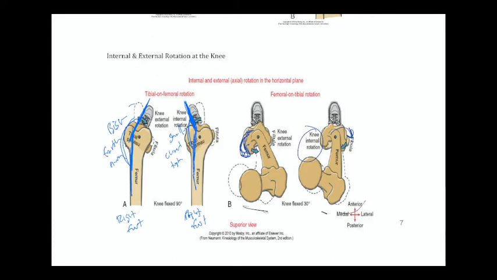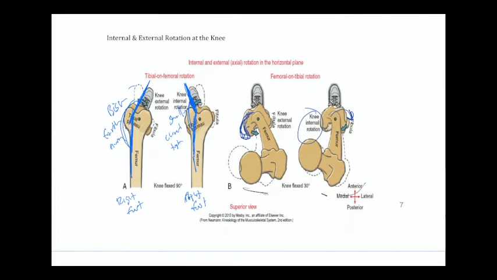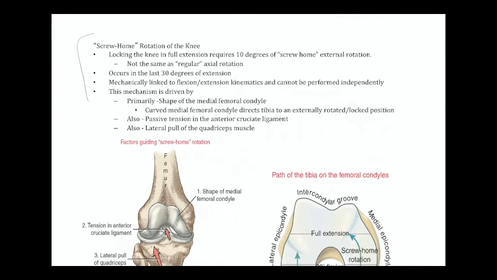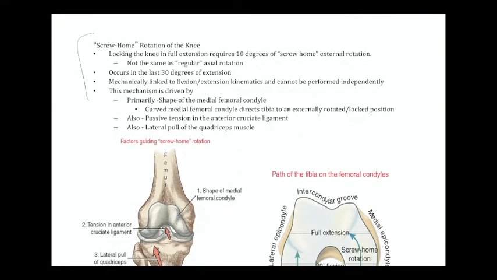And you'll see as we go forward that this can play some part in the knee locking and screw home mechanism. So the screw home mechanism of the rotation of the knee is this ability that we can lock our knee in full extension. And in order to do that, to lock our knee, we have this screw home external rotation.